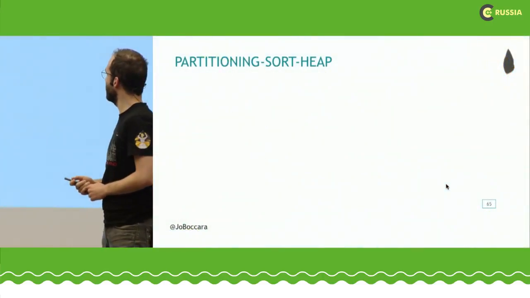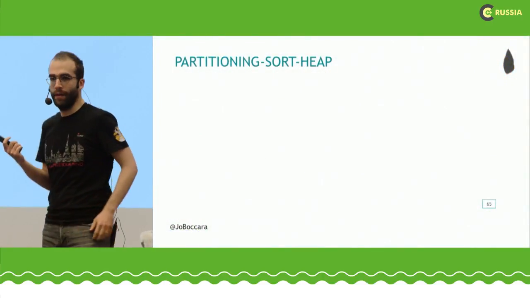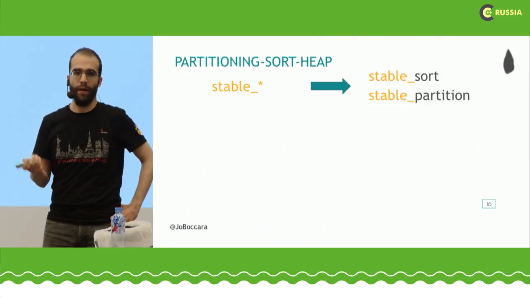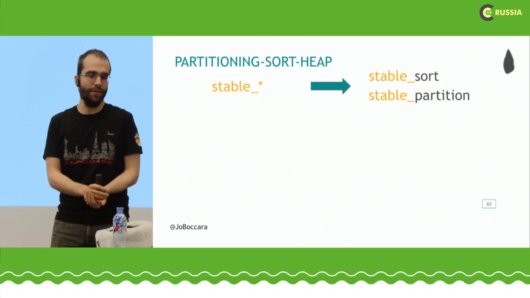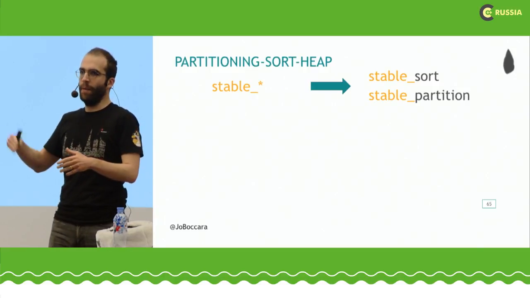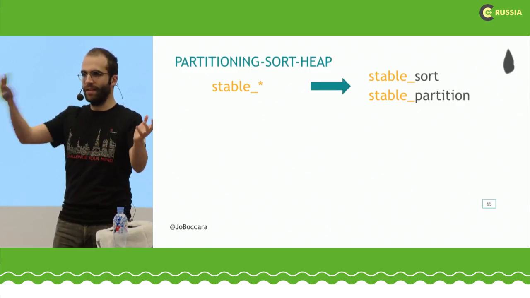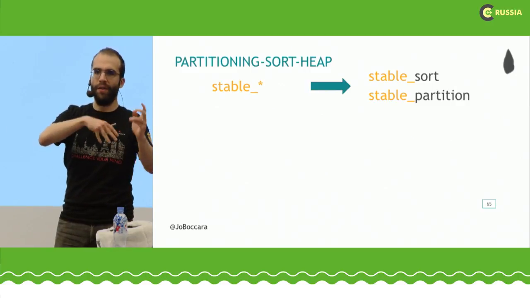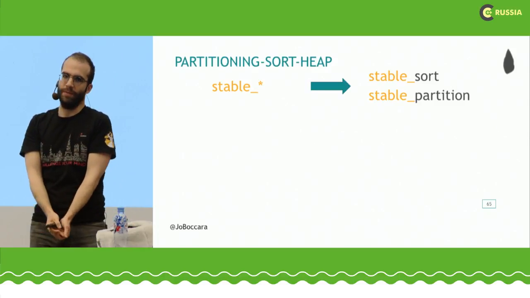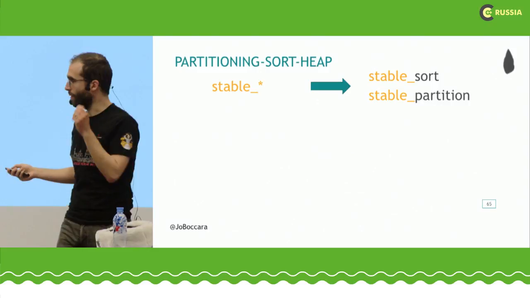So the runes we can know now are stable, which combine with algorithms to keep relative order of elements, like stable partition, for example. Because if you remember partition, all the blue ones ended up at the beginning, but they may have changed order. If you don't want that to happen, use stable partition. Same thing for stable sort.